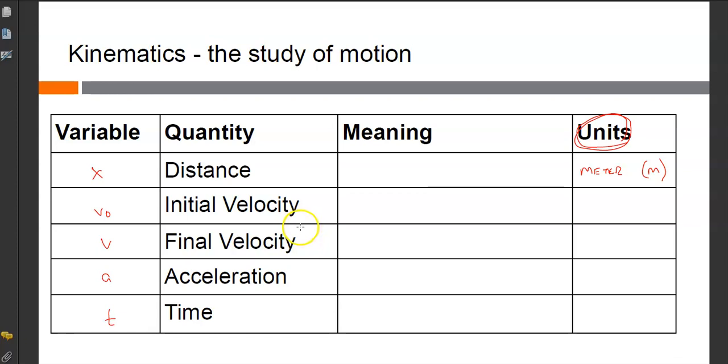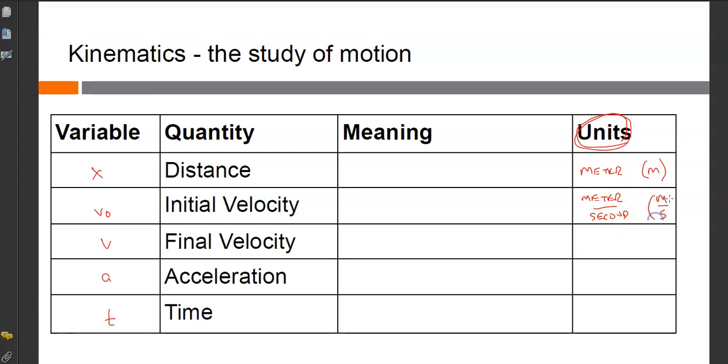If I'm going 30 miles per hour down the road, that's a velocity. Properly, it's a speed because it doesn't have a direction, but we'll talk about that later. That's how fast we're going. In here, since we're using meters and we're using seconds, then that would be a meter per second, instead of a mile per hour.